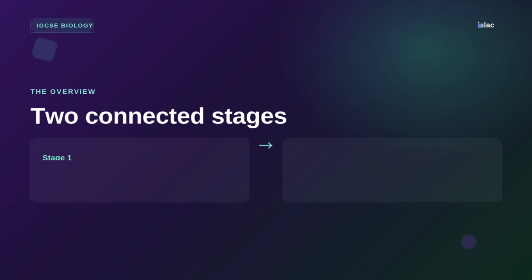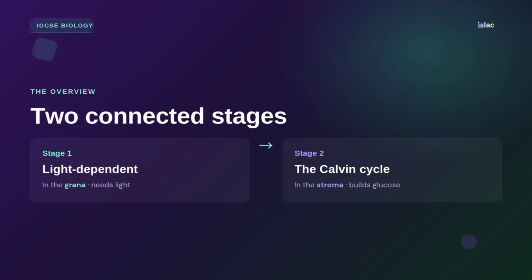Photosynthesis happens in two connected stages. Stage 1, the light-dependent reactions, takes place in the grana and needs light directly. Stage 2, the Calvin cycle, takes place in the stroma and uses the products of stage 1. The first stage captures the energy, the second stage uses it to build sugar. Let's look at each in turn.